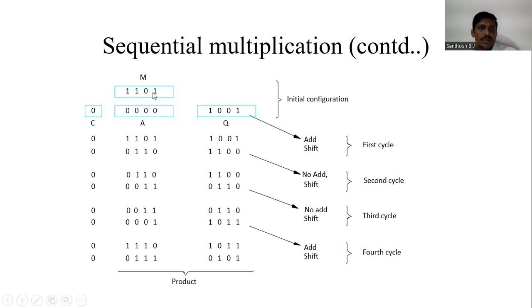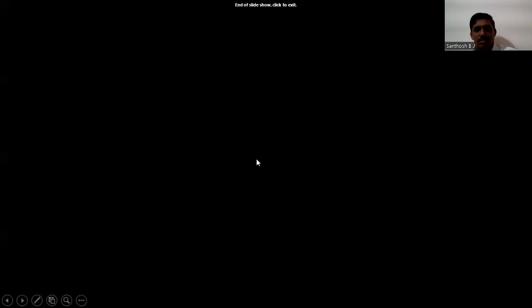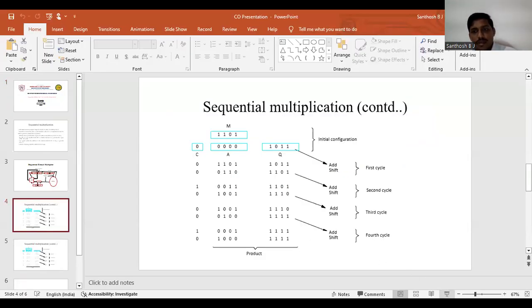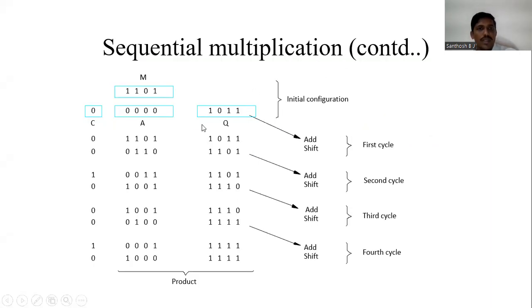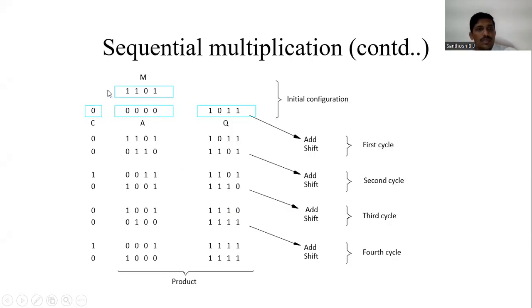So first we'll write the initial configuration. After that, already in the diagram we showed and explained that. In this example, I already told you in this diagram. So carry what I told. So that is the initial configuration.